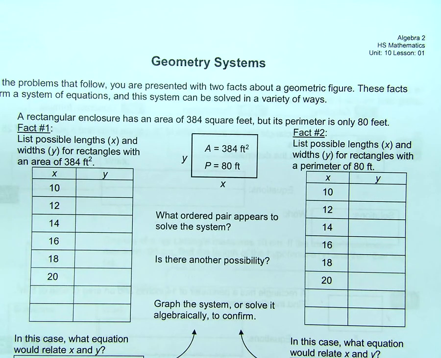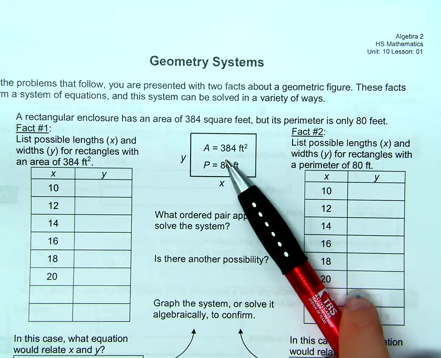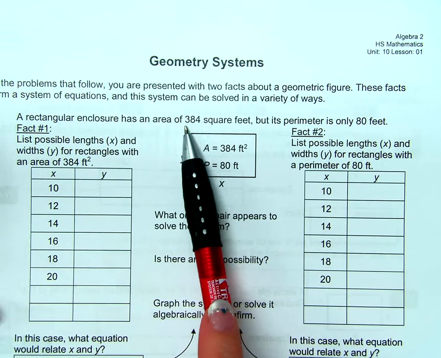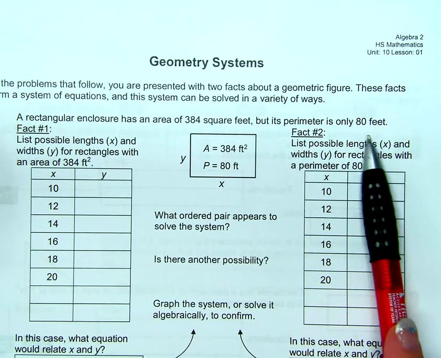The problems that we are presented with on this page, in this packet, have two facts about some geometric figures. These facts form a system of equations, and then the system can be solved in a variety of ways. Okay? In this first problem here, we're talking about a rectangle, and we know that the area is 384, and we know the perimeter is 80.